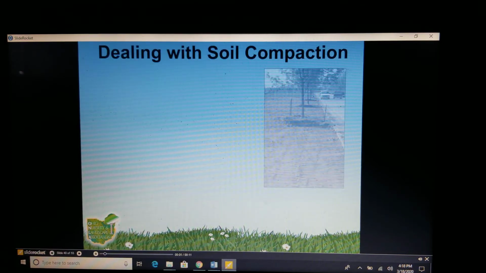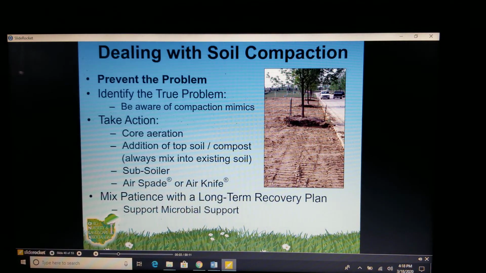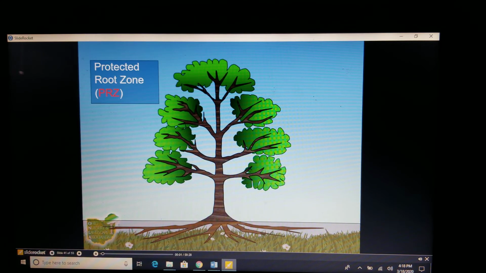From what we've learned of soil compaction, we can now discuss a way to deal with it. Listed here are the steps to treating soil compaction. First, if possible, it is simply best to prevent the problem. A protected root zone, or PRZ, is one way to avoid causing harmful compaction around trees during construction.